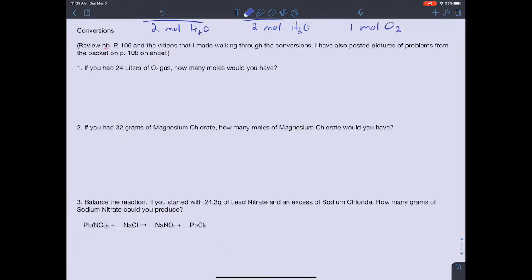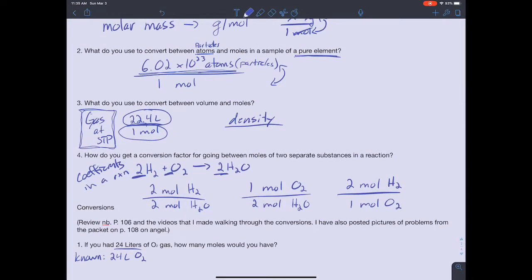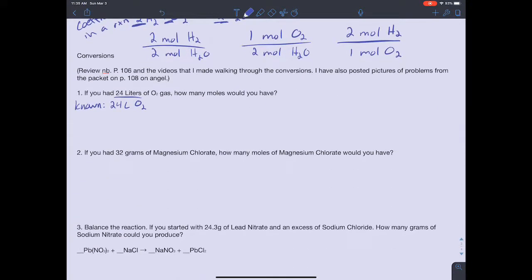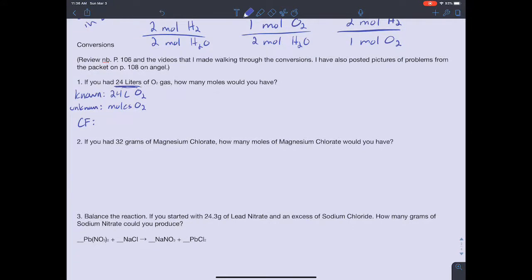All right, so this first one, you just want to break down your known and unknown, right? So your known is always going to be a number that's given to you. All right, so I know I have 24 liters of O2 gas. Okay, and we're going to assume standard temperature and pressure like I just said. Your unknown is moles of O2. So you're staying in the same thing. You just need to go between liters and moles of O2. So what would your conversion factor be to go between liters and moles? You got to figure that out, and then you just apply that. You take your known, multiply by your conversion factor oriented correctly, and then you get your answer in moles.